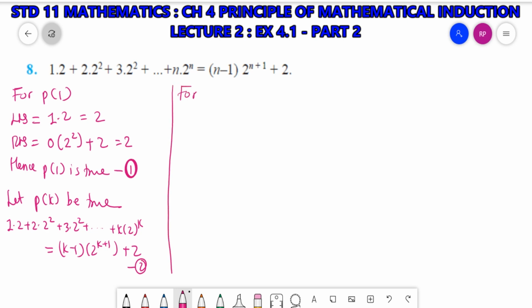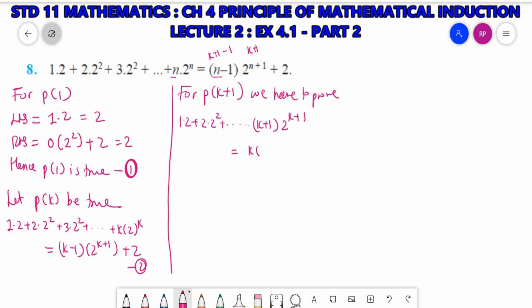Now for P of k plus 1, we have to prove 1 into 2 plus 2 into 2 square up to, instead of n, k plus 1, instead of 2 raised to n, 2 raised to k plus 1. That is equal to (k plus 1 minus 1), so it's k, into 2 raised to k plus 1 plus 1. So it will be k into 2 raised to k plus 2, plus 2.